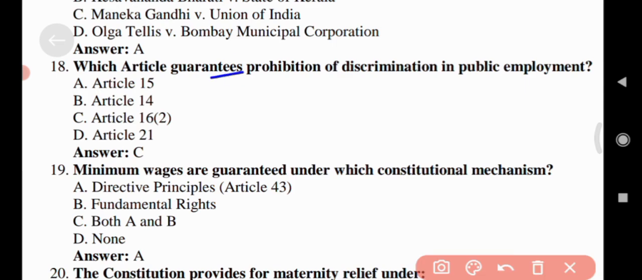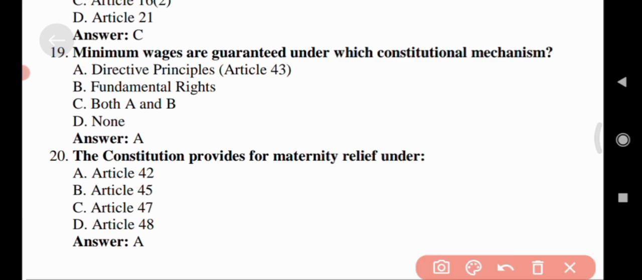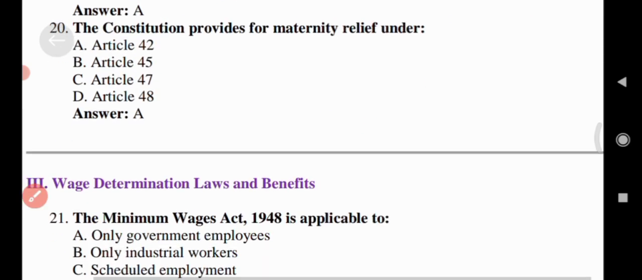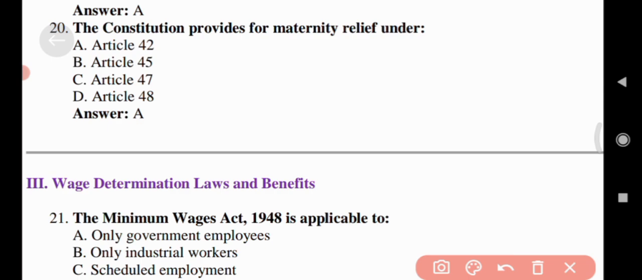Which article guarantees prohibition of discrimination in public employment? Option C: Article 16(2). Minimum wages are guaranteed under which constitutional mechanism? Option A: Directive Principles. The Constitution provides for maternity relief under option A: Article 43.